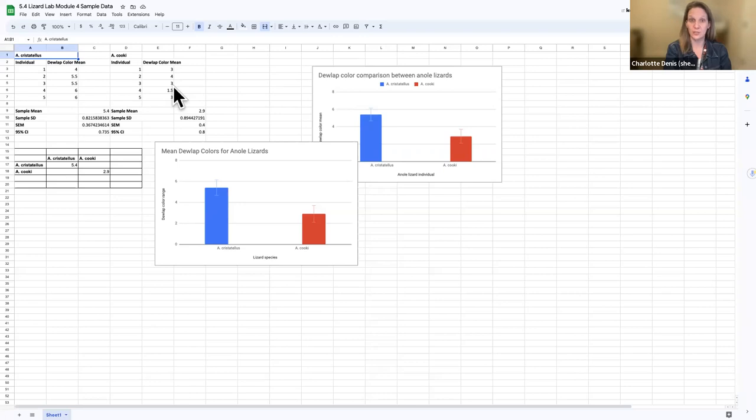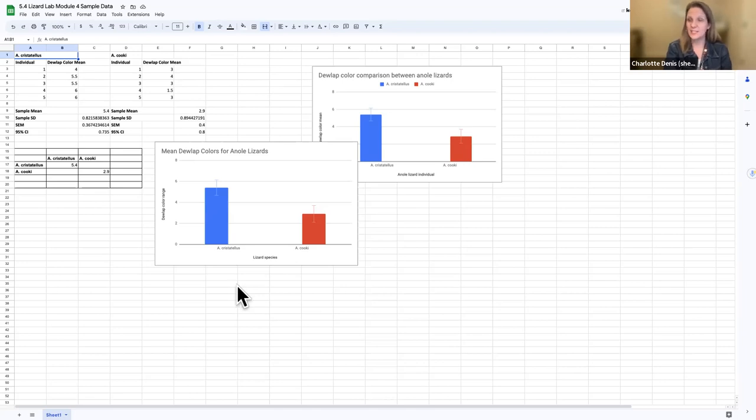If you want to have your students learn how to use the spreadsheet to do the mean and standard deviation calculations, this also goes into some statistics, the SEM and the confidence interval. If you're in IB or AP and you want to do this, those are important things for that curriculum. In this curriculum, I just have the students take these numbers and plug them in. We do not do the calculations by hand. And then the mean dewlap color on the scale is graphed, and it shows that one of these has a dewlap that is significantly brighter than the other.